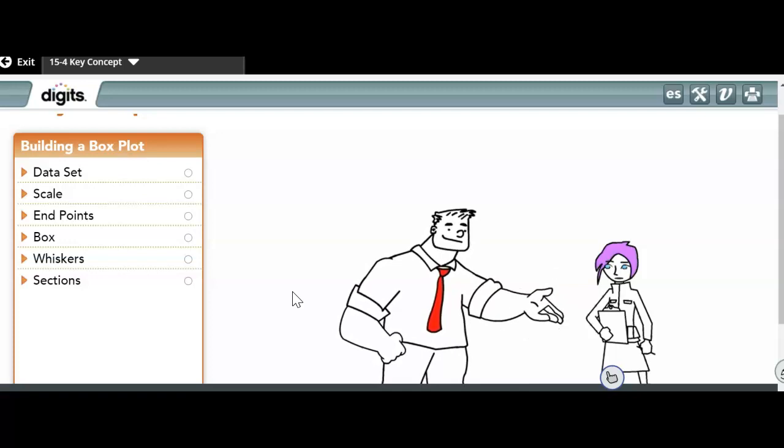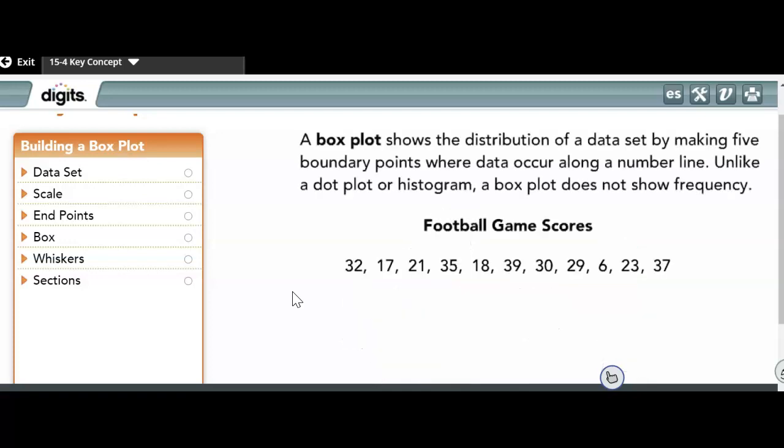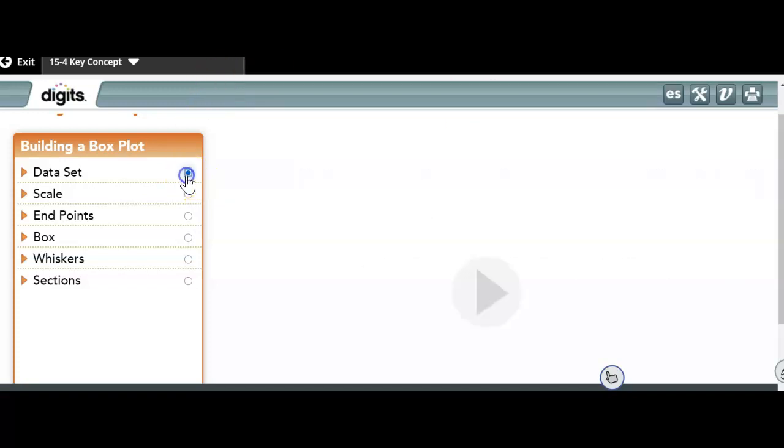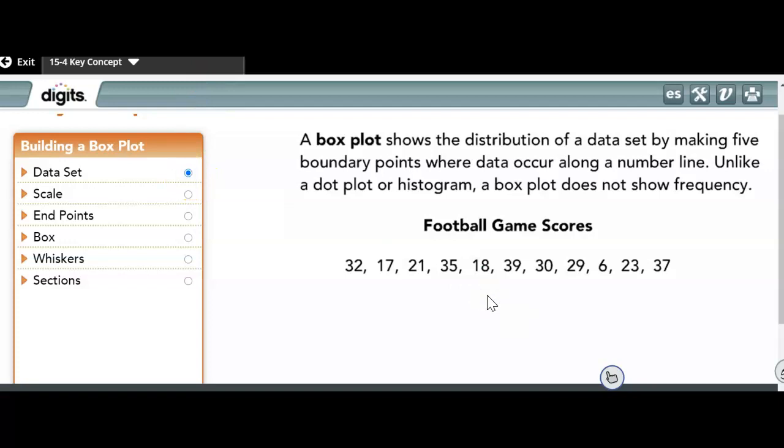I'd say good coaching. A box plot shows the distribution of the data set by making 5 boundary points where data occur along the number line. Unlike a dot plot or histogram, a box plot does not show frequency. The data set shown here represents the football game scores. Here are all of the scores. We cannot find the box plots with just this information because we need to list them in order from least to greatest. Make sure to order the data first to find the values you need to make the box plot.